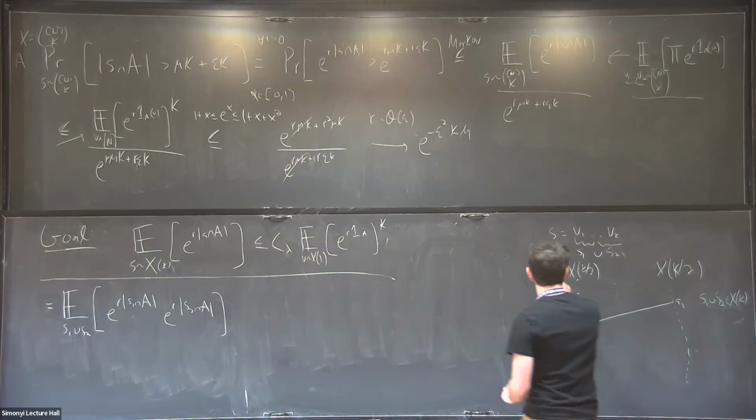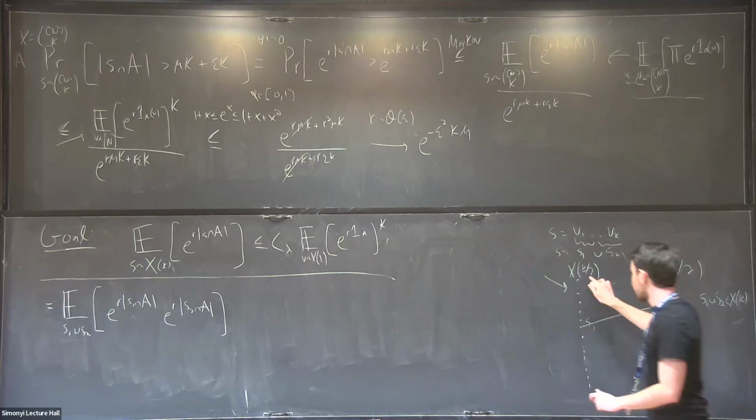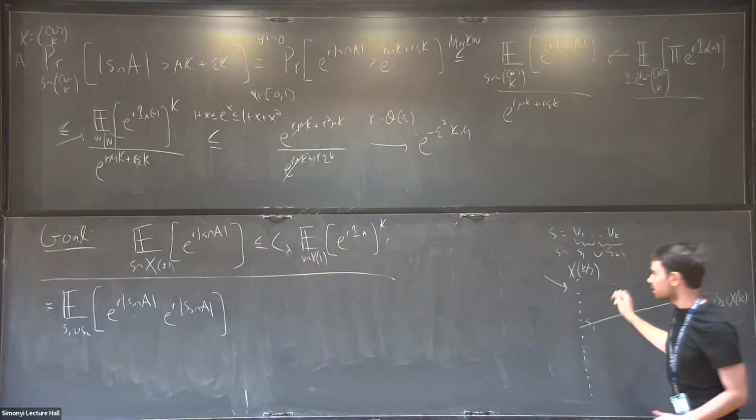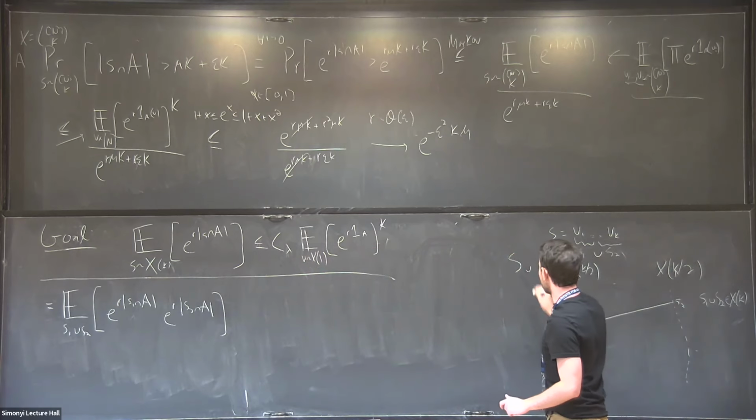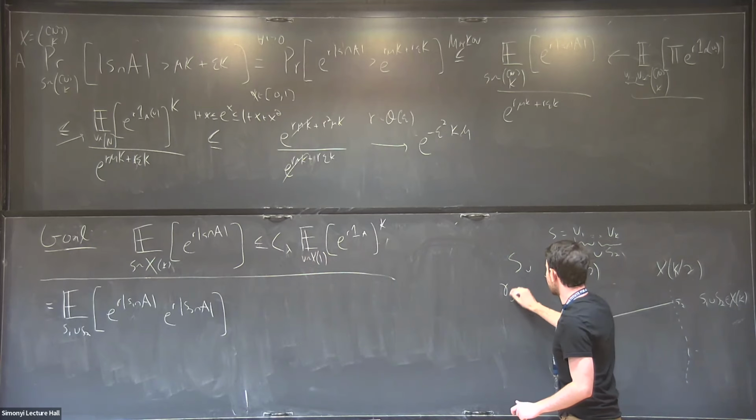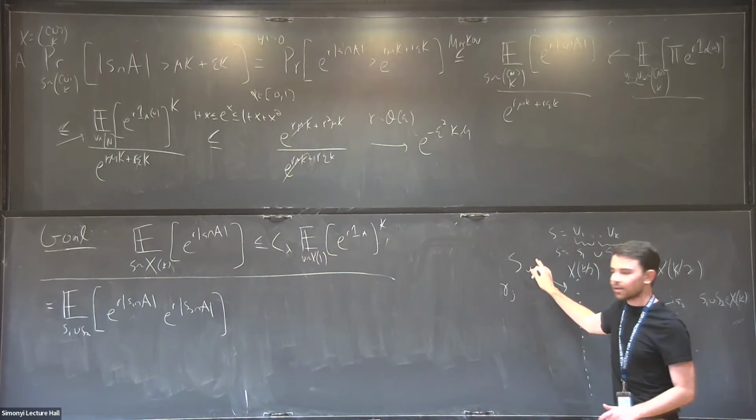So for the moment, if I instead put j on both sides instead of k over 2, I'll call this S_j, and I'm going to call gamma_j the second largest eigenvalue of this.